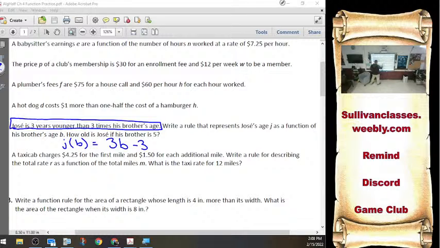Then, if I'm using true function notation here, I'm going to say Jose in terms of brother is 3 times the brother minus 3. Now they're going to tell me brother is 5 years old. So I'll plug in a 5. 3 by 5 is 15. 15 minus 3 is 12. Jose is 12 years old.